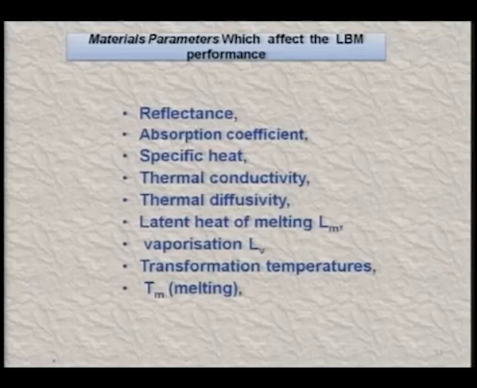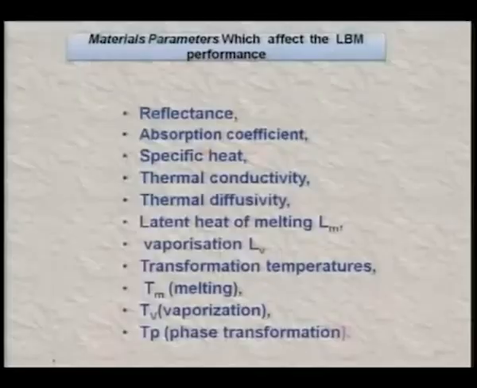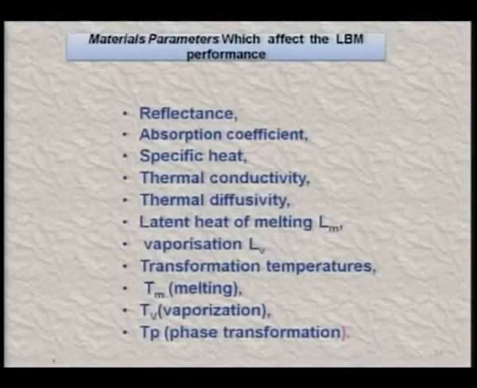transformation temperatures, melting temperature and vaporization temperature of the workpiece material, because all of these parameters will decide how much heat you require for machining purposes, or for example, for welding purposes. And then phase transformation. So, you should consider all these parameters of the workpiece material, especially as I just mentioned, materials like aluminum cannot be efficiently machined because they are not in favor of laser beam because of so many properties they have.